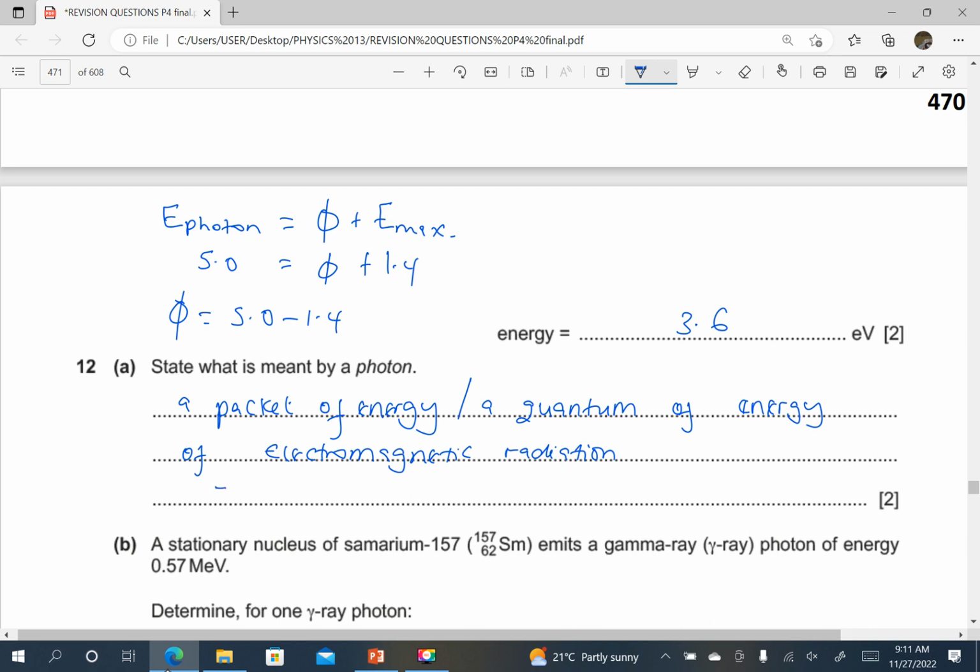And remember, the energy of a photon is equal to Planck's constant multiplied by frequency.